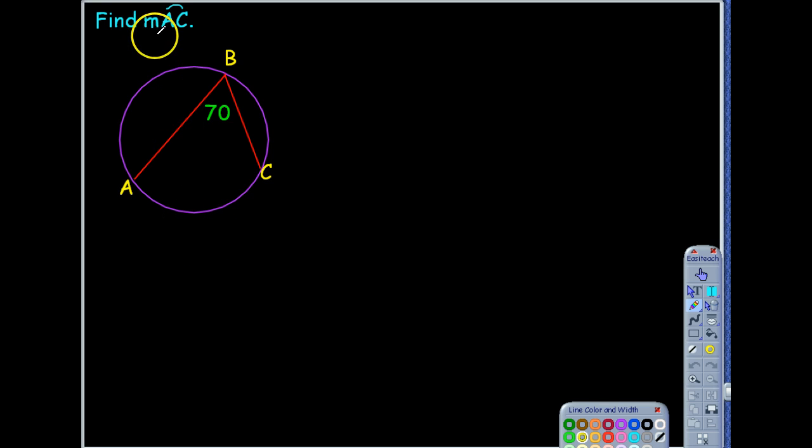Okay, so we are trying to find the measure of arc AC. So I'm trying to find the degree amount. And here's my thought: I look at what I'm given, and I'm given that angle B is 70 degrees. That to me is an inscribed angle because its vertex is on the circle and it is made up of chords. So I know the relationship between an inscribed angle and its arc is that it's half of the arc. Okay?